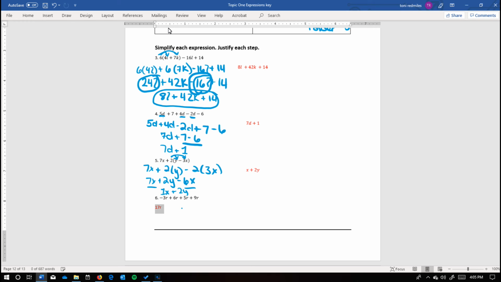One more to go. I have some stuff here. I have negative r, positive 6r, which is going to give me 5r. 3r plus 5r are going to give me 8r. 8 plus 9 is going to give me 17r.